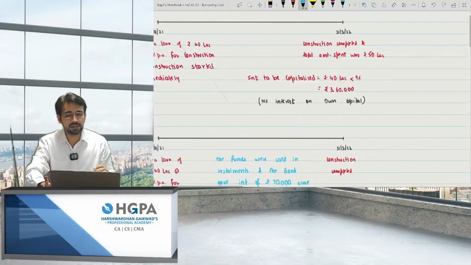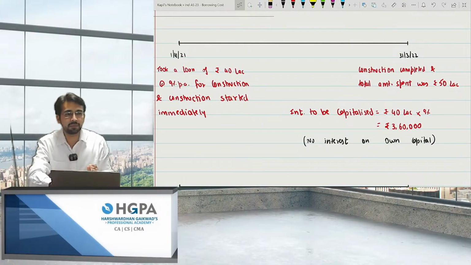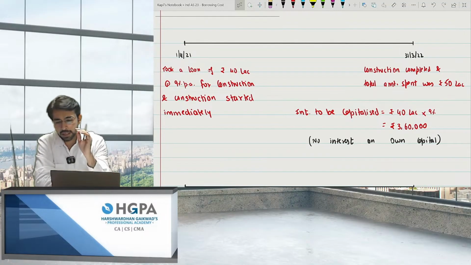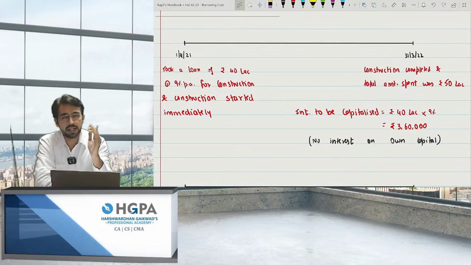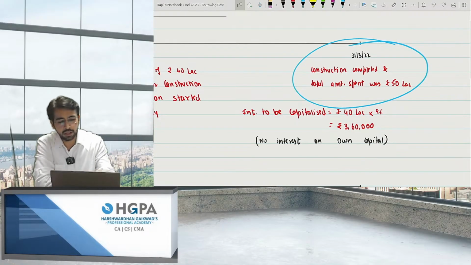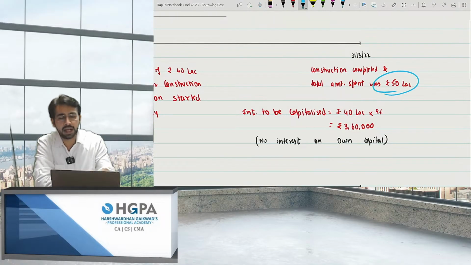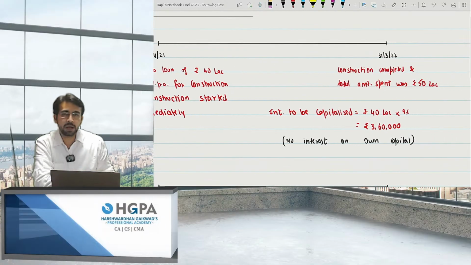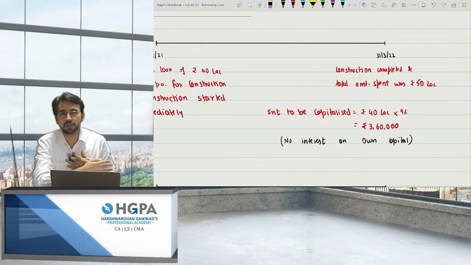So I've just made it on a summary basis, so you will get a better idea for all the cases. On 1/4/21, I took a loan of rupees 40 lakh at 9% for construction, and construction started immediately. Look at the last date, on 31st March 22, construction got completed, but I spent rupees 50 lakh. I took a loan of 40 lakh, but I spent rupees 50 lakh. Obviously, that 10 lakh was my own capital.